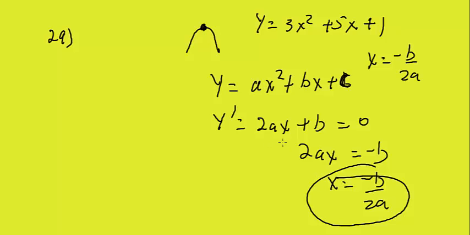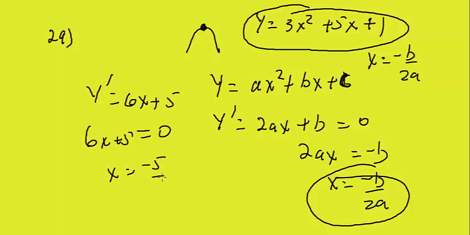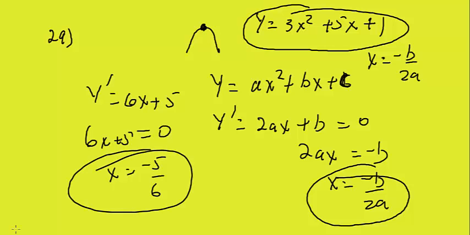So if someone came up to you and asked how to find the vertex of that parabola, just take a derivative. Don't say, there's a formula. There's my derivative. Set it equal to 0. And then x is equal to negative 5 over 6. Instead of saying, no, there's a formula I forgot.